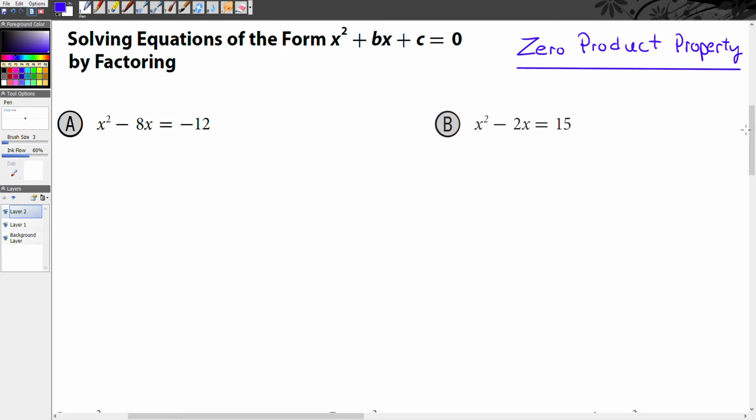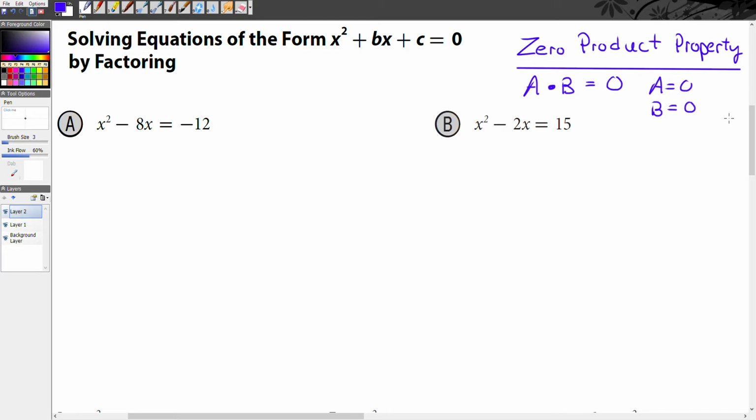All right, so in this lesson, we're going to discuss solving equations in the form of x squared plus bx plus c equals 0. The concept for this is based on the zero product property. Remember, the zero product property is the basic idea that if a times b equals 0, then either a equals 0 or b equals 0. One of the two must be true. We use that concept to solve quadratic equations in this form.